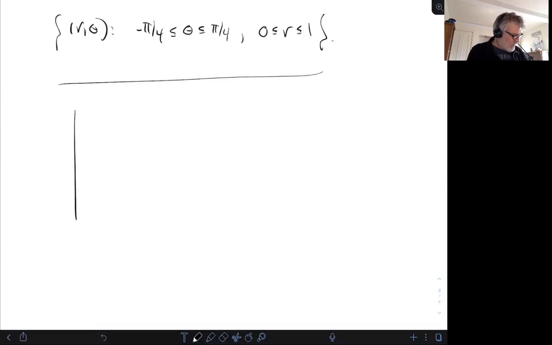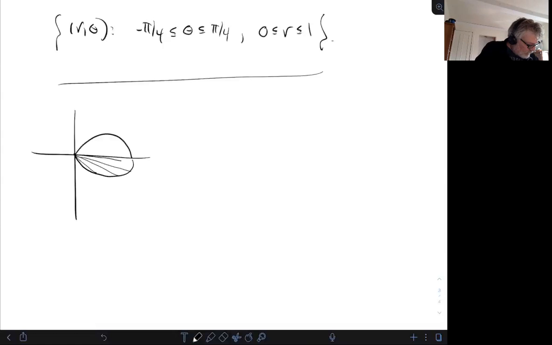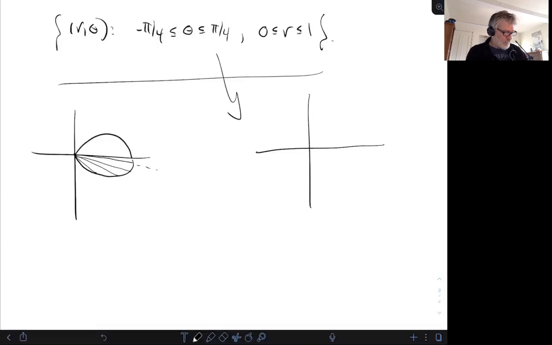So for the leaf, take a look at this segment, take a look at this segment, take a look at this segment. So depending on the angle, you see that the segment doesn't always have the same length. So the possible values of r change depending on theta. That's what gives you this shape. So here, if I do that, what will I get? Well, I'm going to get this.